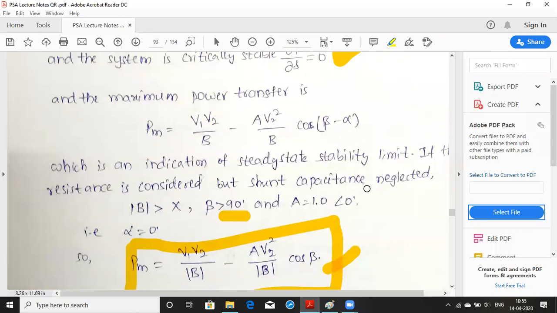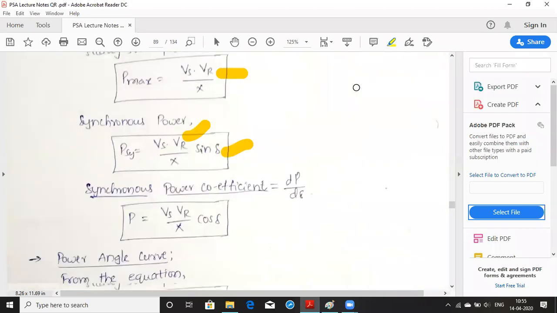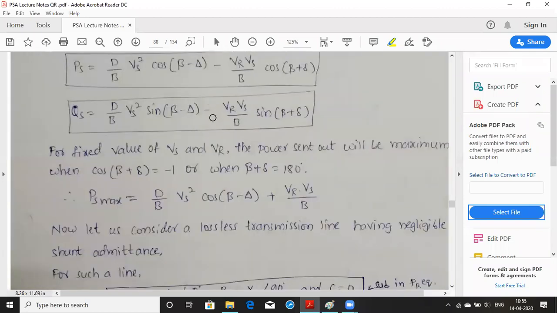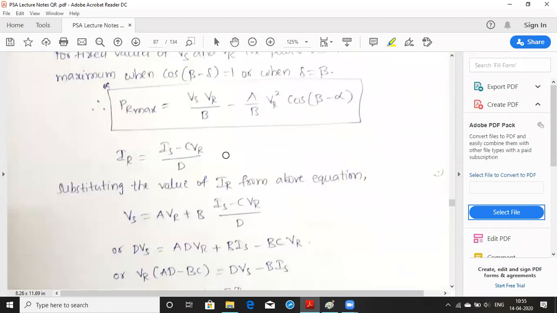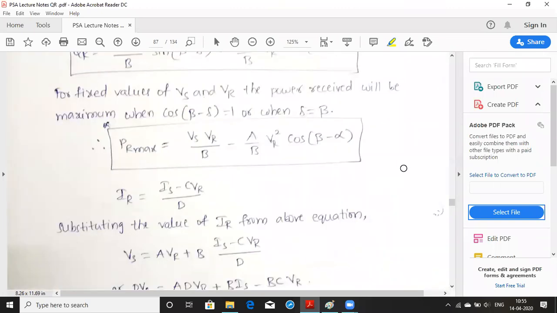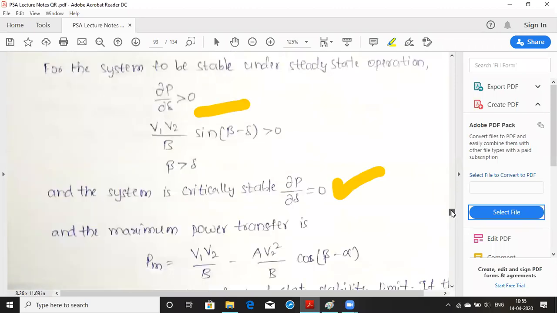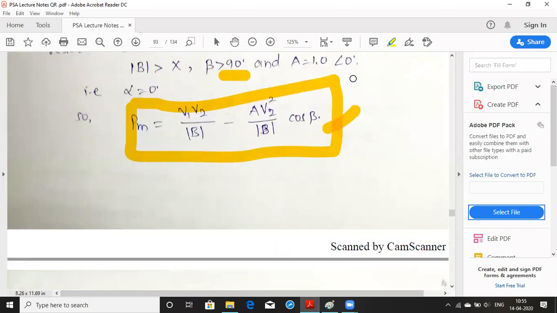I will show you where we have done this one. See here, this equation. V1 is replaced with Vs and V2 is replaced with Vr. The same equation we have done: Vs Vr by B minus A by B Vr square, cos of beta minus alpha. That is actually the stability. Because alpha is equal to 0 here, you get only cos beta.